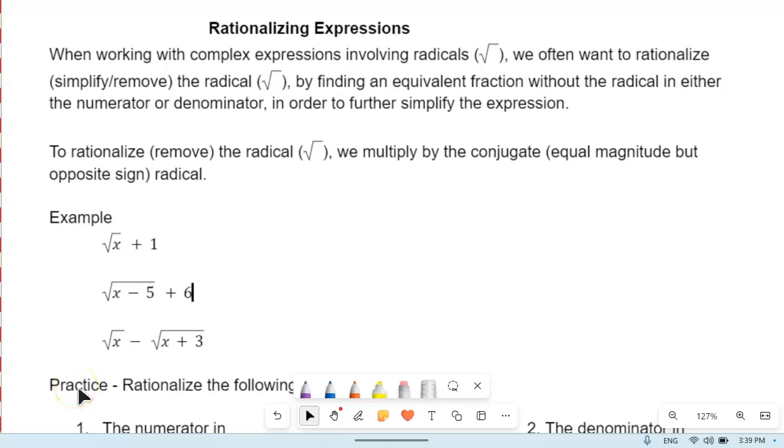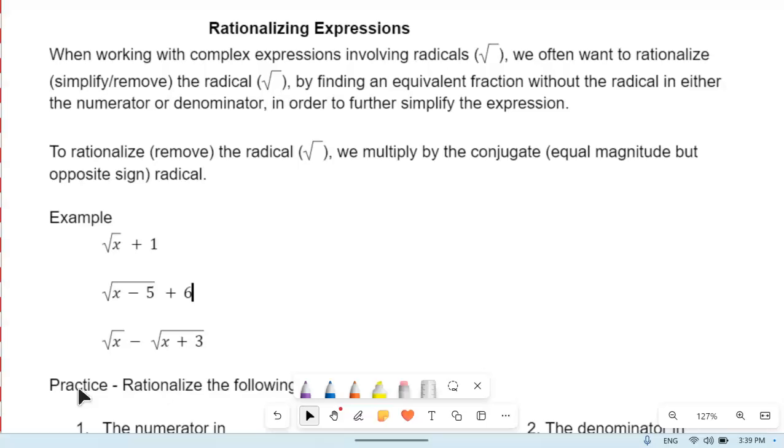Okay, rationalizing expressions. When we're working with complex expressions that involve radicals, which is that root sign, we often want to rationalize, which means simplify or remove that radical, the root sign. And we do this by finding an equivalent fraction that doesn't have the radical in either the numerator or the denominator, and we do this in order to simplify that expression.